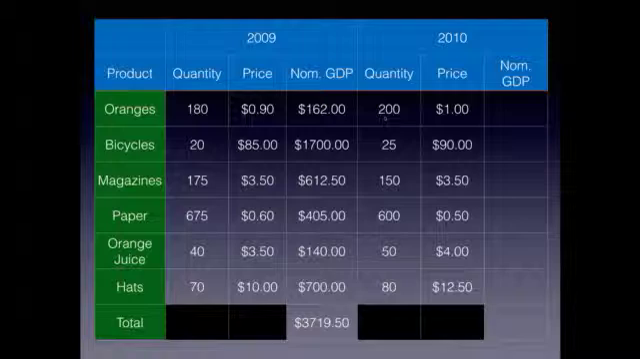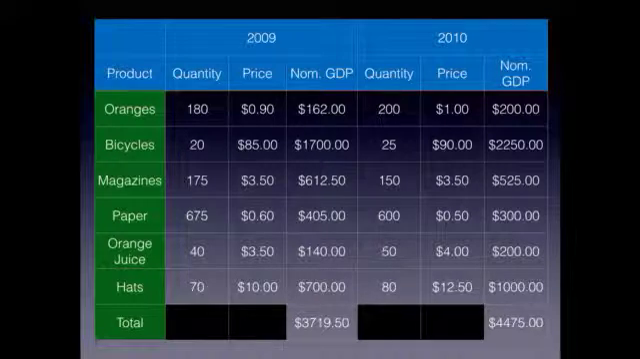We take the quantities of items produced in 2010 and multiplied by the prices in 2010. So we rework that process, and I'm not going to go through that individually. So you just multiply 200 times 1 if you want to know how the dollar value of oranges produced, 25 times 90 for the total value of bicycles, for magazines, etc. So you're just taking Q times P for each of the products being produced. And if we do that, and we work our way all the way through, we see that nominal GDP is $4,475 in 2010.